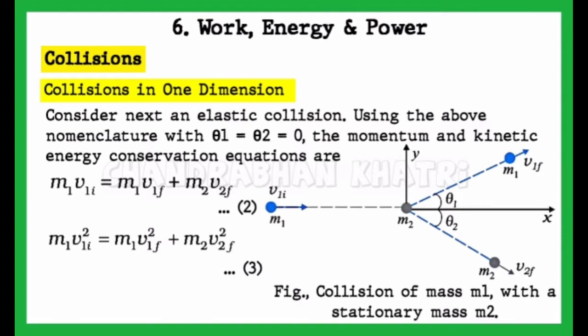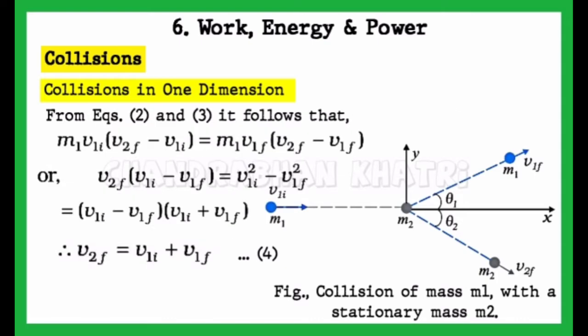Consider next an elastic collision using the above nomenclature with theta 1 is equal to theta 2 is equal to 0. The momentum and kinetic energy conservation equations are m1 v1i is equal to m1 v1f plus m2 v2f. This is equation number 2. And m1 v1i square is equal to m1 v1f square plus m2 v2f square. This is equation 3rd.